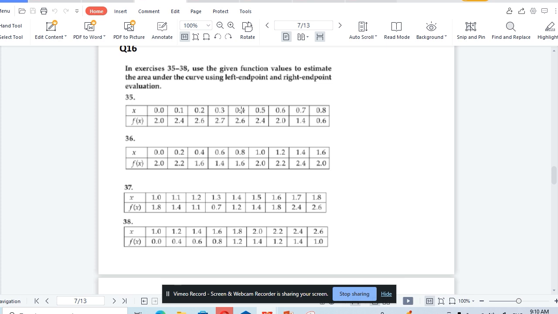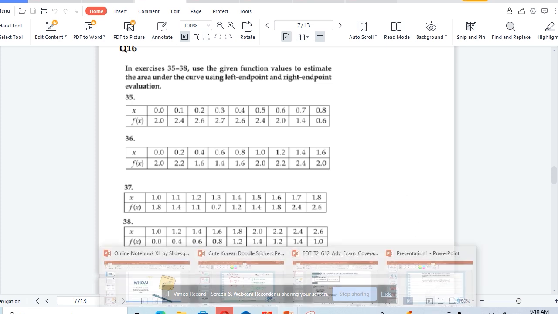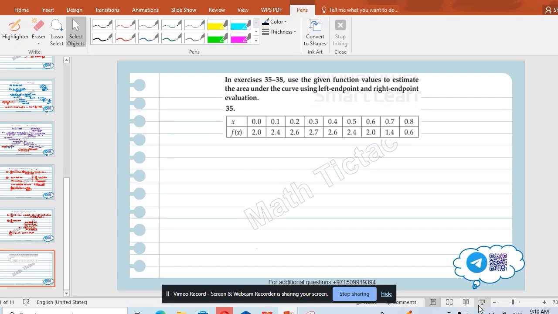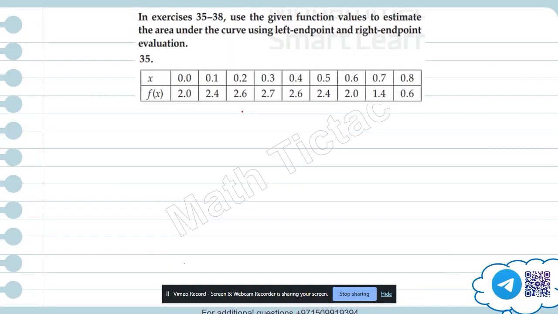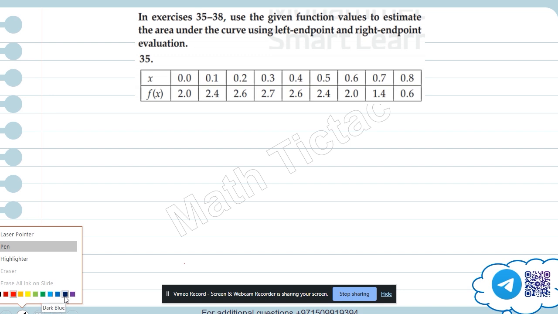So here, we will learn how to calculate the area using two methods, the left endpoint and the right endpoint, using the table, if the table is given to you. So how to do that? Let's go directly and see the question. Let's take question 35, for example. Let's say we would like to calculate the area under the curve using, first of all, the left endpoint.